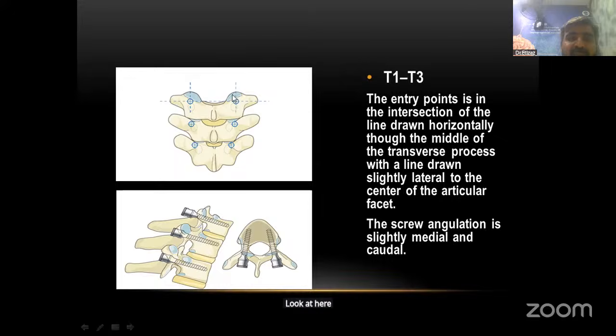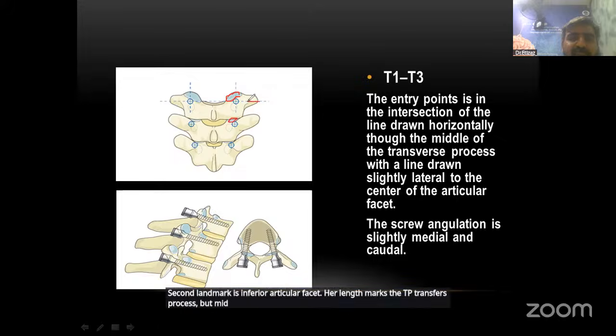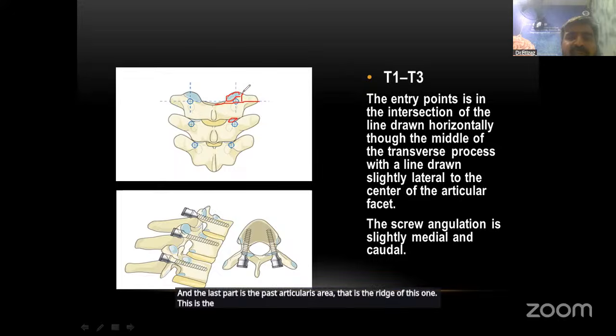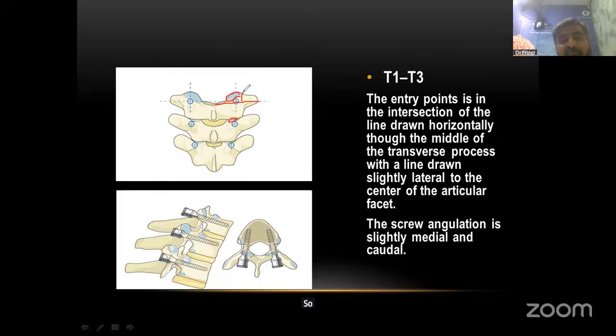The first landmark is the superior articular facet. This is the superior articular facet. This is the first landmark. The second landmark is the inferior articular facet. The third landmark is the TP, the transverse process, but the mid of the transverse process. Look here. And the last is the pars articularis area, that is the ridge of this one. This is the ridge of the pars articularis. So these are the 4 landmarks.